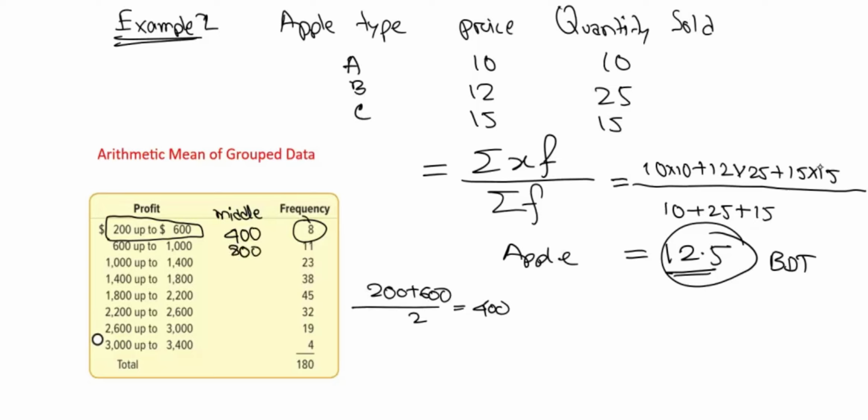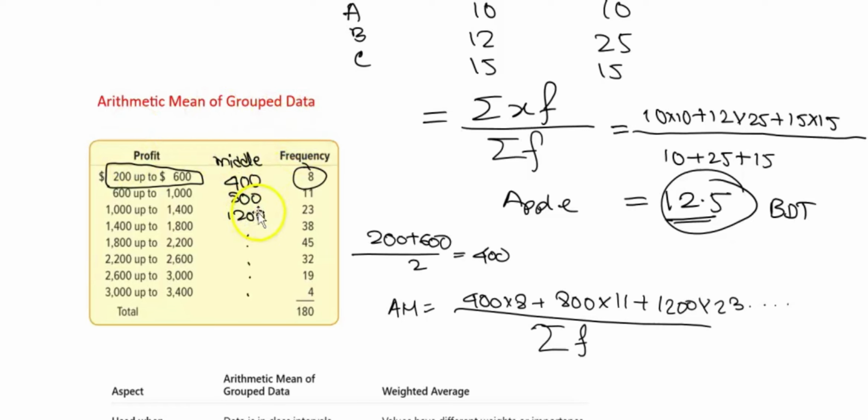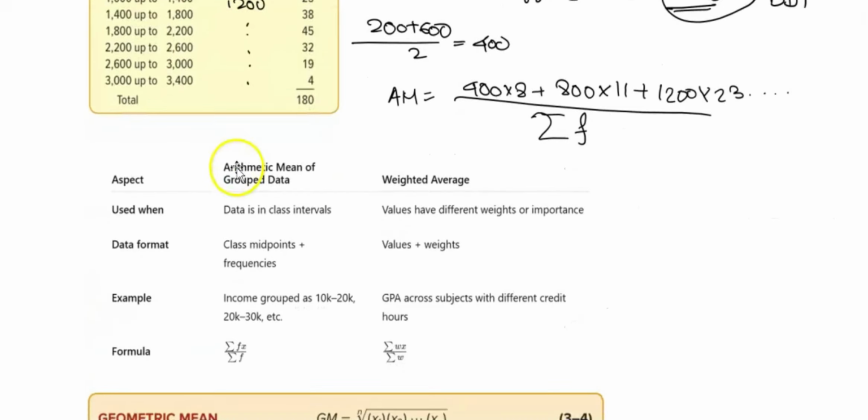So এখানে আমরা একটা middle point নামে যদি একটা column করি it would be 400, 800, 1200 and so on. So আমরা যদি arithmetic mean বের করতে চাই এই group dataটার, it would be 400 into 8 plus 800 into 11 plus 1200 into 23, we'll complete this and the sum of the frequency as the denominator নিচে থাকবে, and we'll figure out the arithmetic mean of grouped data. Okay, এখানে একটা টেবিল আছে, it shows the difference between arithmetic mean of group data and weighted average. It's basically nothing, you can look at it if you want to.